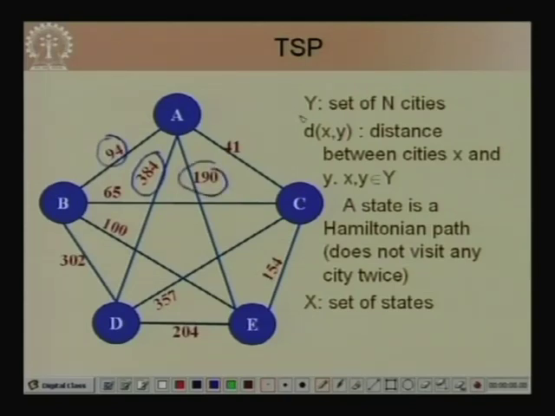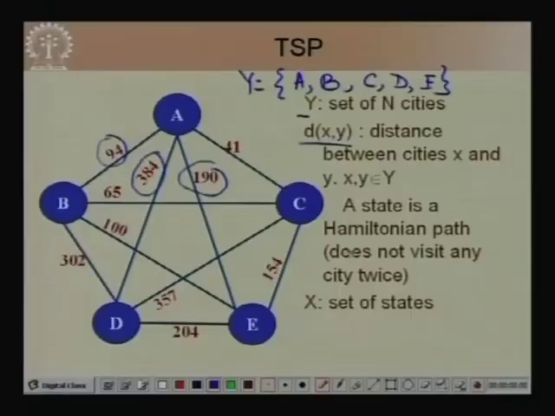So, we represent by Y the set of cities. In this case, Y equals the five cities A, B, C, D, and E. We represent by this distance function d(x, y) the distance between cities x and y.